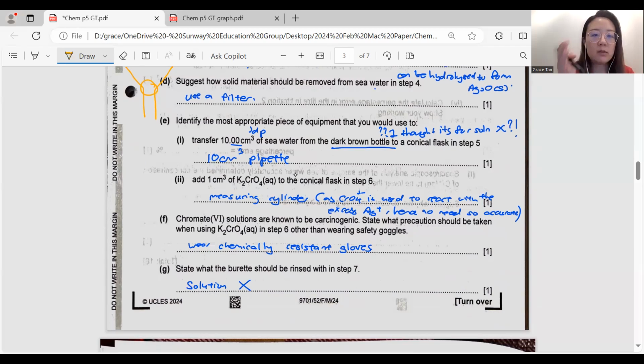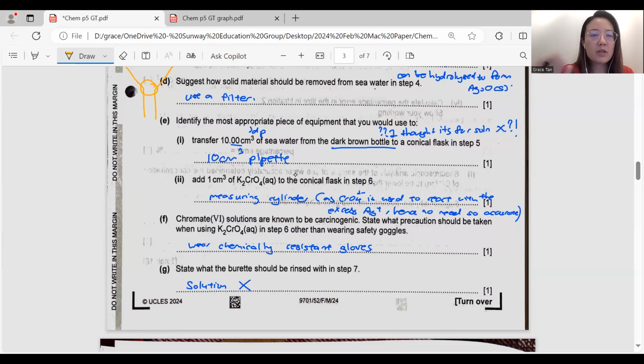When you want to transfer solution, you should know you use a pipette. Because they wanted 10 centimeter cube, please use a 10 centimeter cube pipette. Be it volumetric or graduated pipette, not very important. However, I did realize that they wanted 2 decimal place, so some students actually fall for it and write burette because they think it's a 2 decimal place.